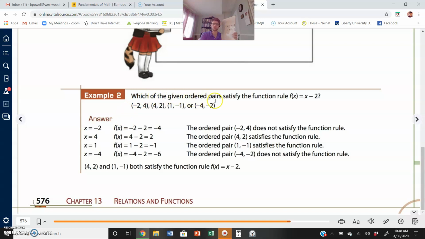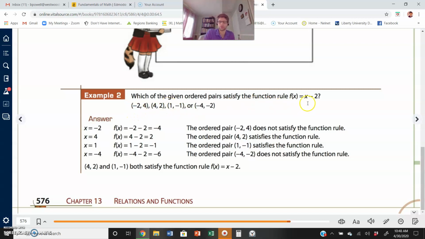It says, which of the given ordered pairs satisfies the function rule, or is the only one that makes this correct? Well, let's plug in all of these numbers. We would only have to plug in the x values because we're only going to be looking for the x. So let's plug in all of these x's: negative 2, 4, 1, and negative 4. The work is already done for you, so let's look.